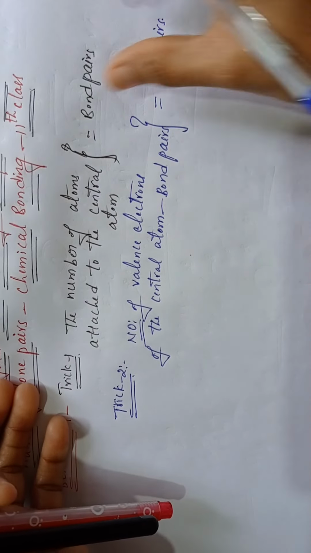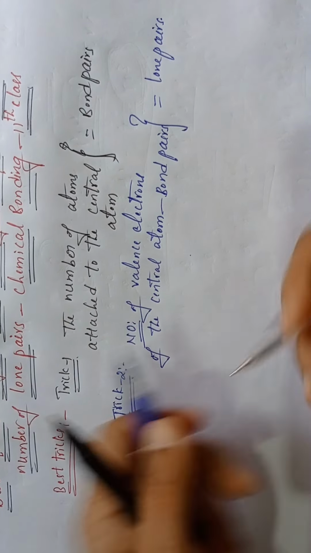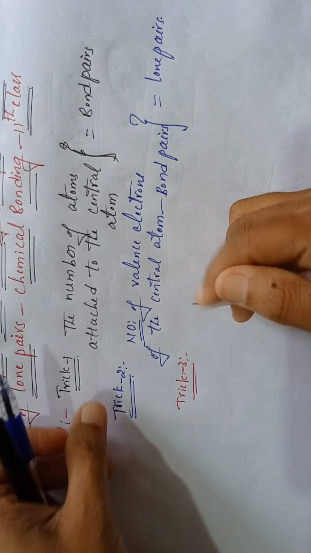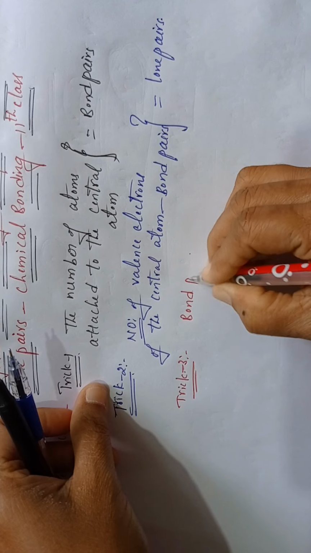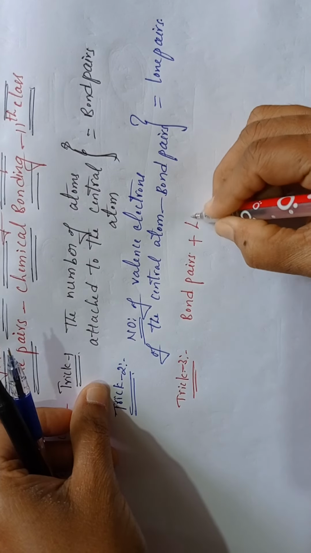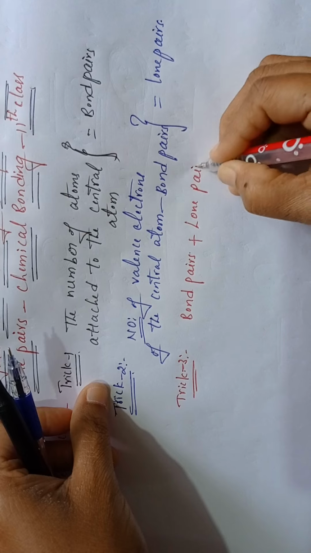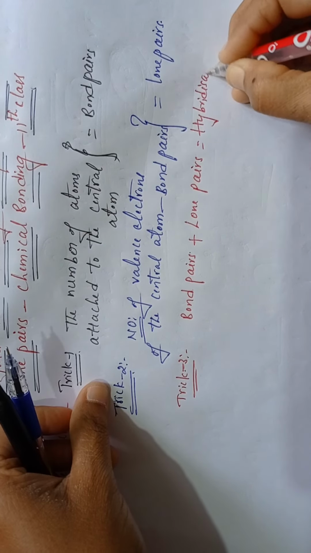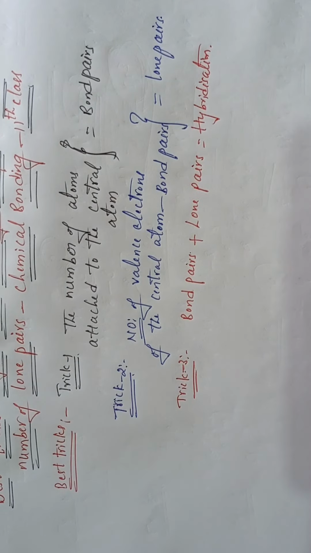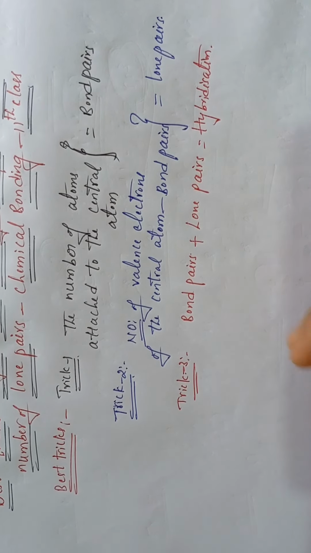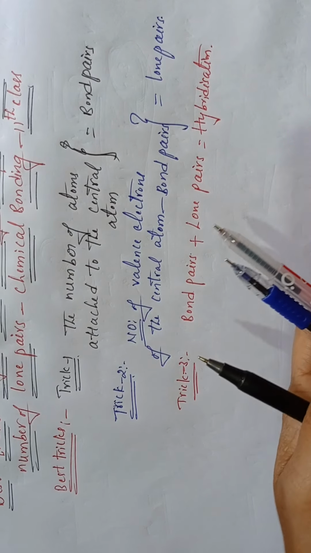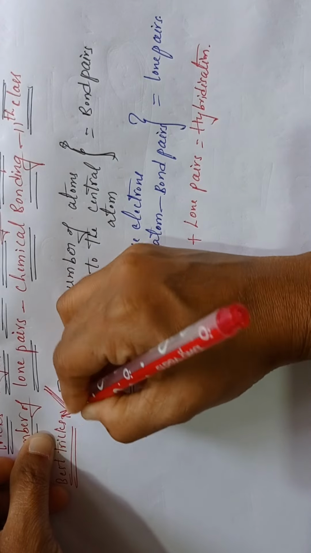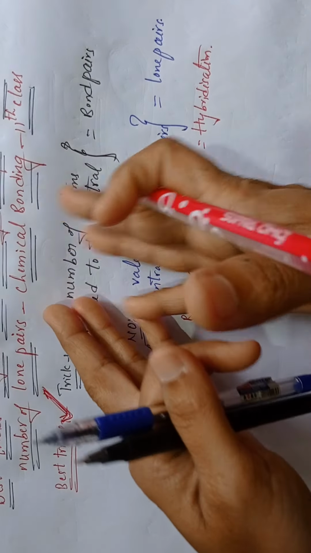And after that, bond pairs plus lone pairs. And trick number three: bond pairs plus lone pairs is equal to hybridization. Understanding? It is equal to hybridization, students. This is trick number three. Now these three tricks you have to remember, students. Then you can easily answer any type of questions based on this topic.